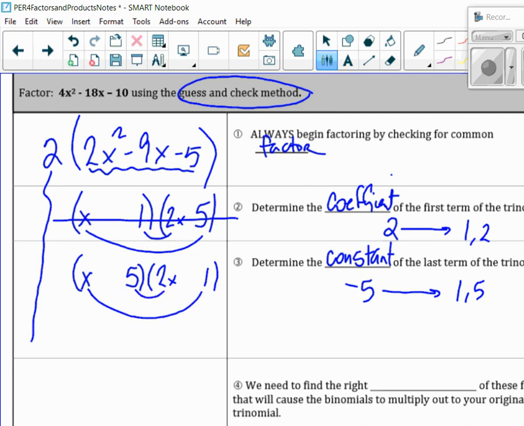Is there any way to get minus 9x out of that? Yes. Woo, we're good. So what would I have to do? A minus 5 plus 1.